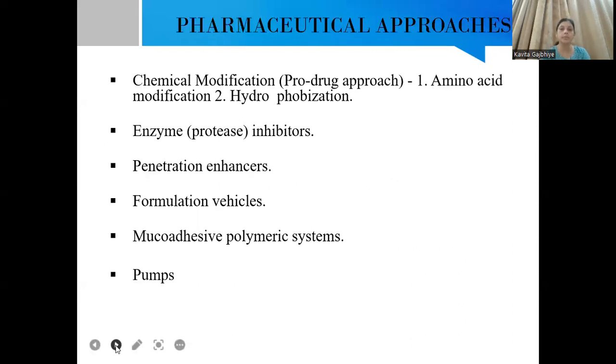What are the pharmaceutical approaches for proteins? We can do chemical modification, by which we can enhance the entry of protein or macromolecules inside the body. Enzymes and protease inhibitors can also be associated with the protein formulation. Penetration enhancers can be included, and formulation vehicles can be applied. Mucoadhesive polymeric systems can also be prepared, and also a few pumps which deliver the protein in a specific or sustained manner.